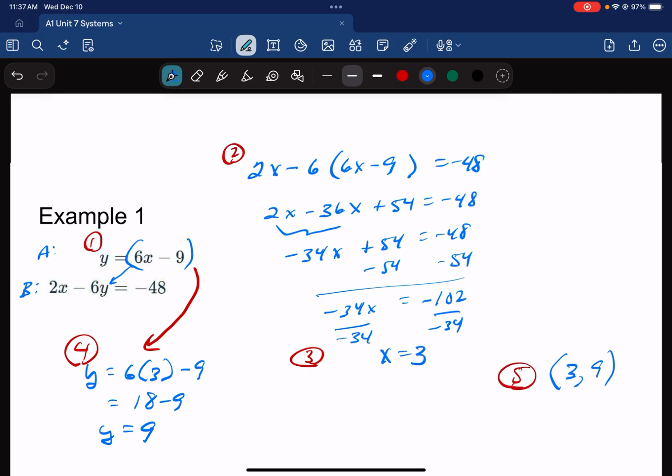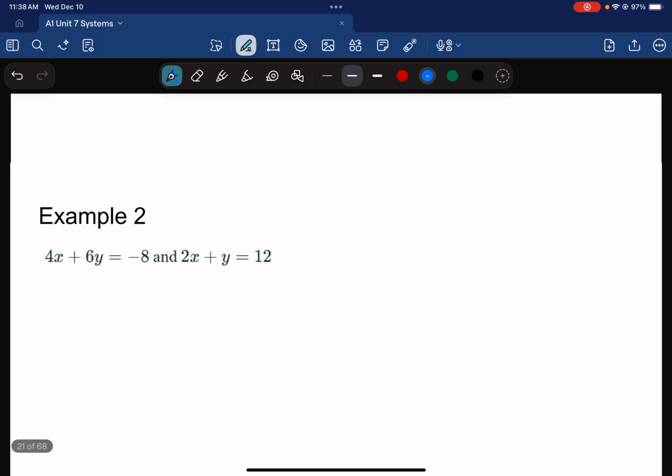3, 9. Now if you want to check it, you can. Just plug 3 in for x. So we already know that 3 times 6 is 18. 18 minus 9 is 9, and that gives us y is 9. Then in the second equation B, we've got 2 times 3 is 6, minus 6 times 9 is 54. And 6 minus 54, is that negative 48? Sure is. So we can always check our answer by plugging it back into both equations and seeing if it works.